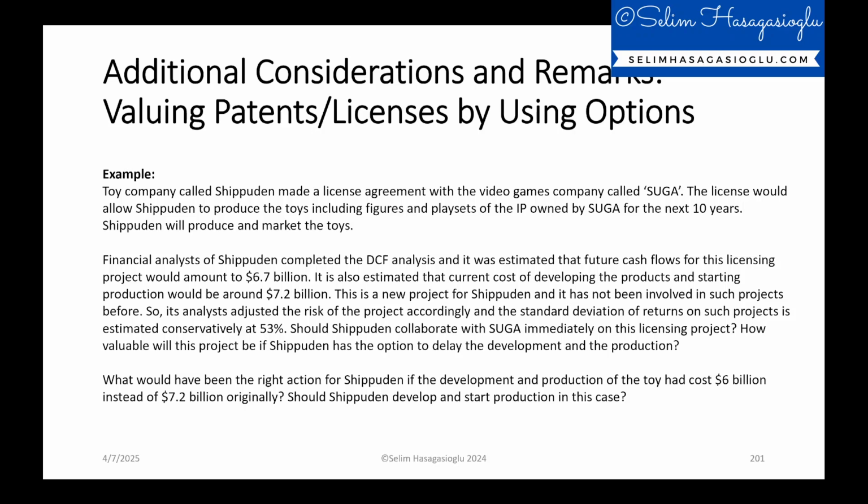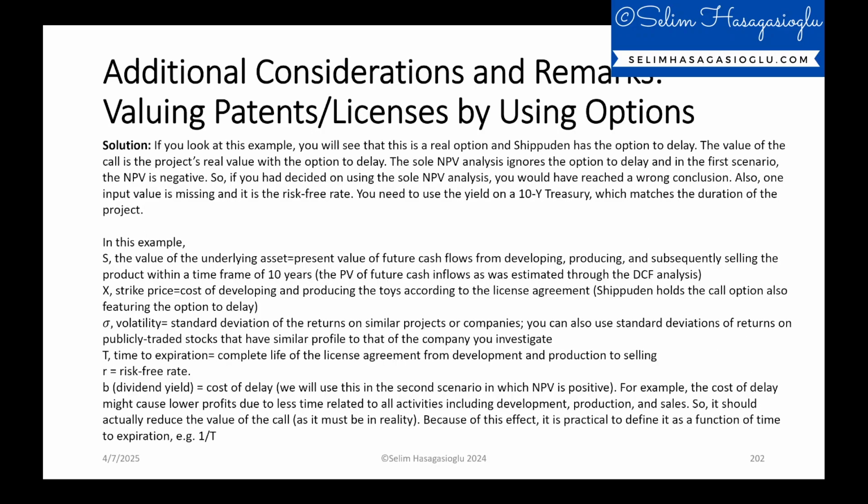Should Shippuden collaborate with Suga immediately on this licensing project? How valuable will this project be if Shippuden has the option to delay the development and the production? What would have been the right action for Shippuden if the development and production of the toy had cost $6 billion instead of $7.2 billion originally? Should Shippuden develop and start production in this case? So let's look at the solution.